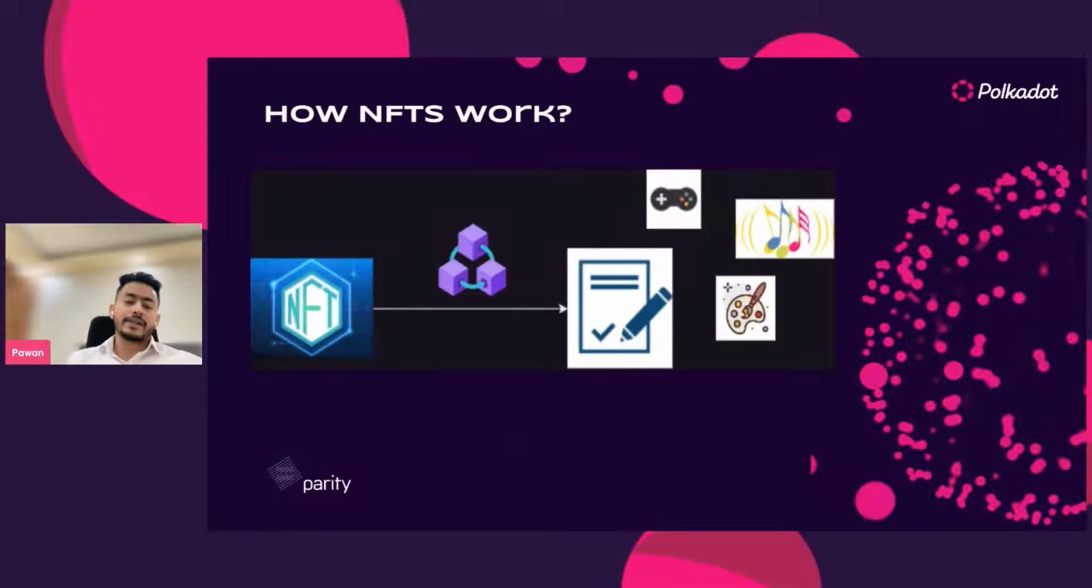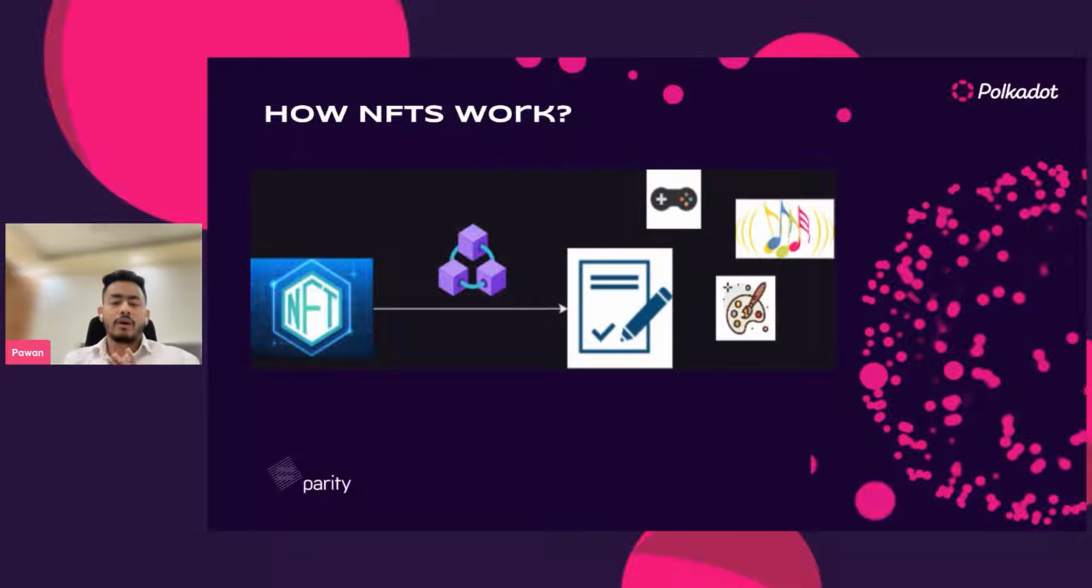So now let's understand how NFTs work. If you see in the image, going from left to right, NFT creates a blockchain-based digital signature of the collectibles. This digital signature is unique. We can have anything like gaming items, music, or artwork. We can create digital assets of anything. This is what an NFT is.